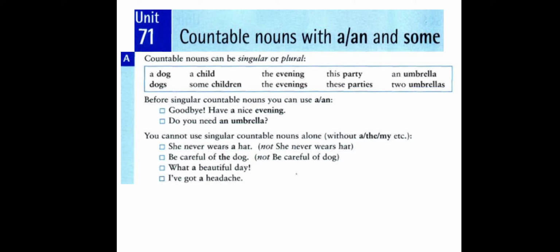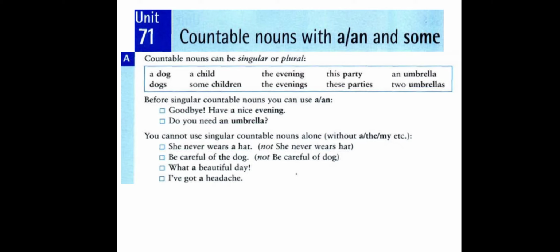Another example is child. One child, so we say a child. We can't say child without an article. We are supposed to use a before child because a child is singular. When it is plural, we say children. And to limit the number, we say some children. But we don't use the article a with a plural.